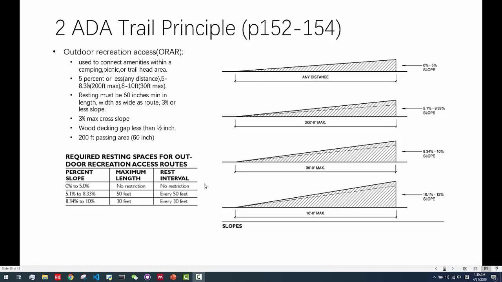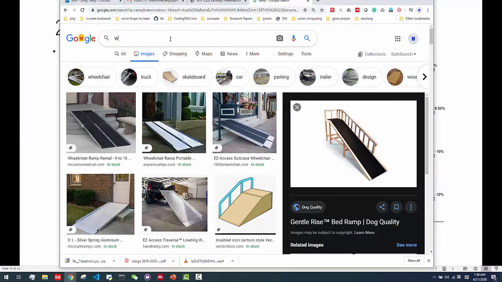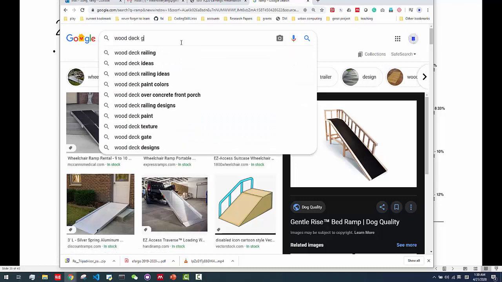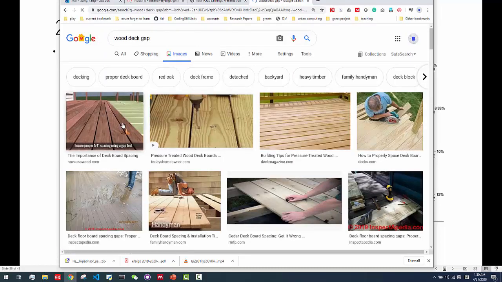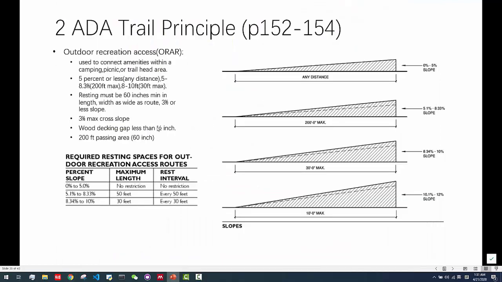That means we talk about wood deck gap. That's actually another important thing. If you search wood deck gap, you find out there are gaps. See this black line? That's a gap, right? You see the gap spacing, there's quarter inch. Here is half inch. So you don't want the gap more than half inch when you do ADA.